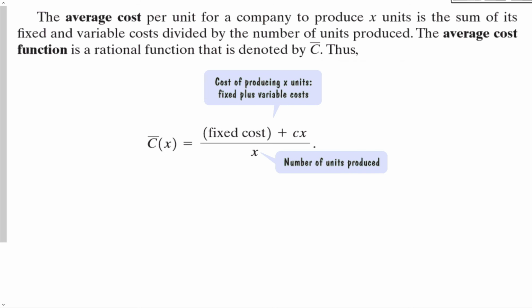The average cost per unit for a company to produce x units is the sum of the fixed and variable costs divided by the number of units, right? That's how you find an average. Take everything and divide it by the number of things. If you're producing 30 things, take the cost, divide by 30. That's how much each unit costs. The average cost function happens to be a rational function that is denoted by C bar, C with a bar over the top. Usually that's how we represent average, right? x bar is the average. Okay, so in this case, we're going to use C bar. Okay, let's try it.